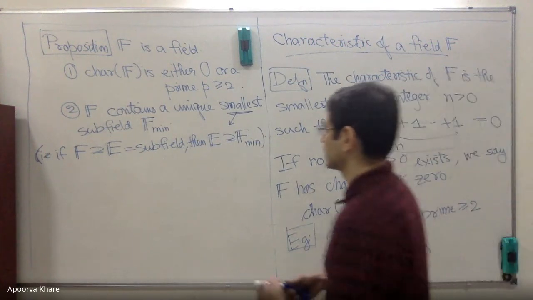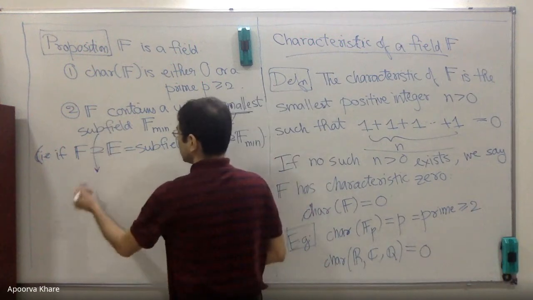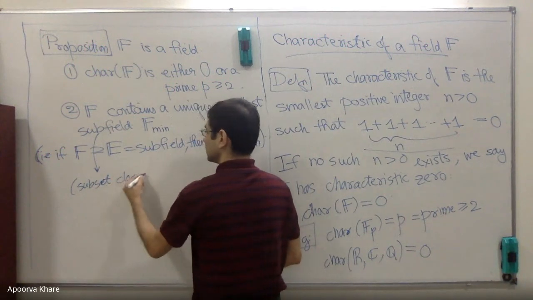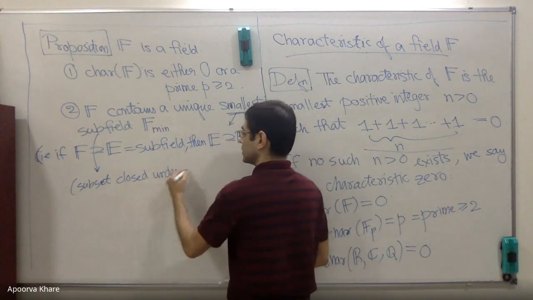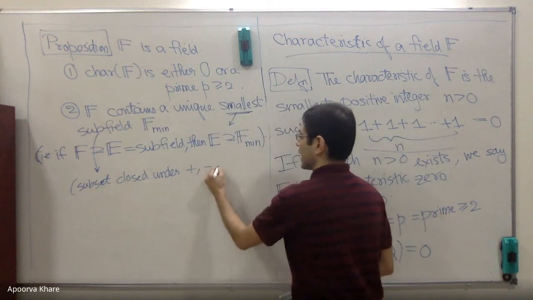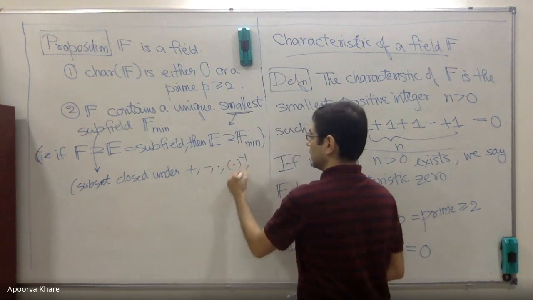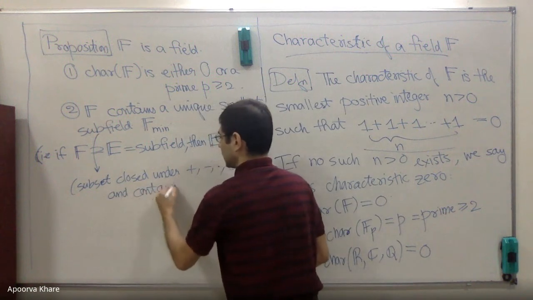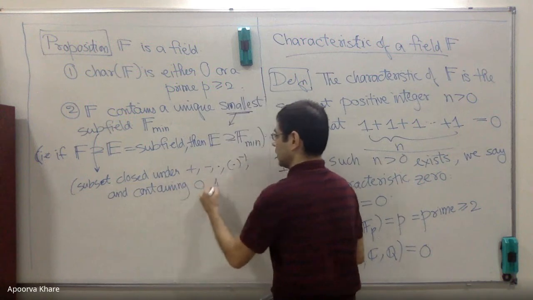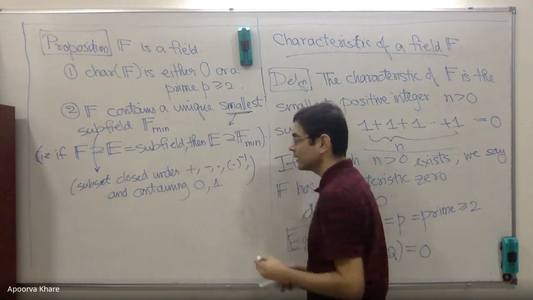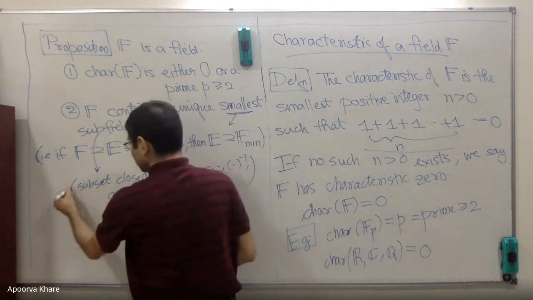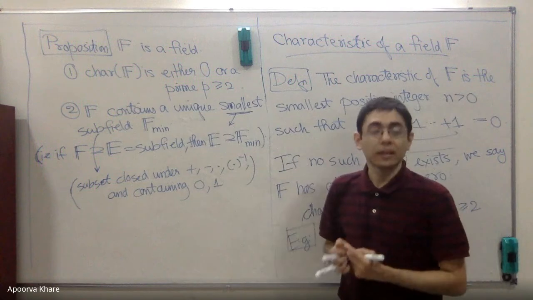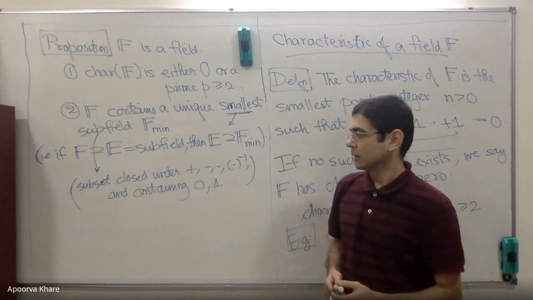And I should point out, of course, that a subfield itself just means a subset that is closed under the field operations: plus, minus, times, reciprocal, and containing 0 and 1. So it has to contain the additive identity and the multiplicative identity, and be closed under the field operations in the field F itself. That's what is called a subfield.